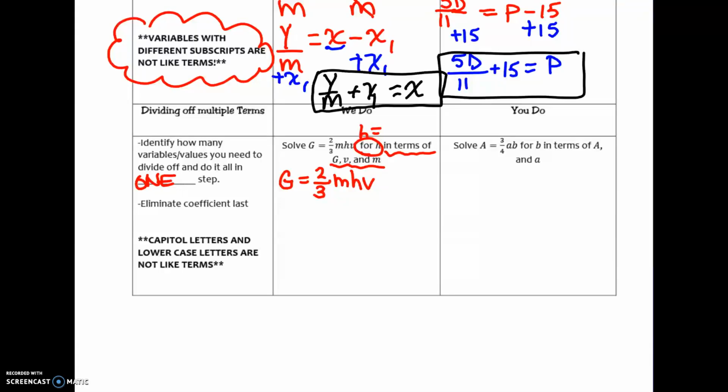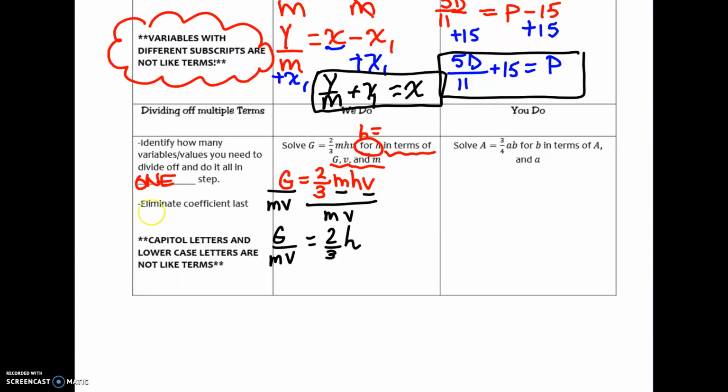The first thing I'm going to do is identify which variables I need to divide off, because these are all held together by multiplication. So the inverse operation would be division. I'm solving for h, so I'm going to want to divide off the m and the v so that they can move away from h. I'm going to divide that all off in one step, so I'm going to divide by mv. Now I have g over mv equals 2/3 h.